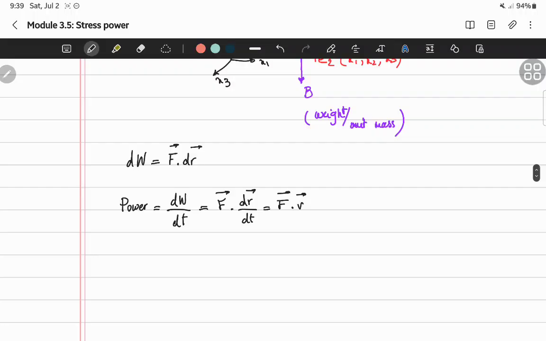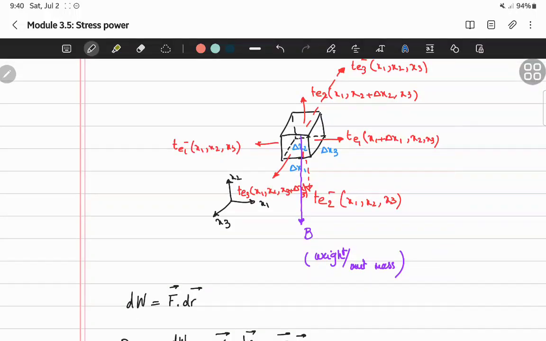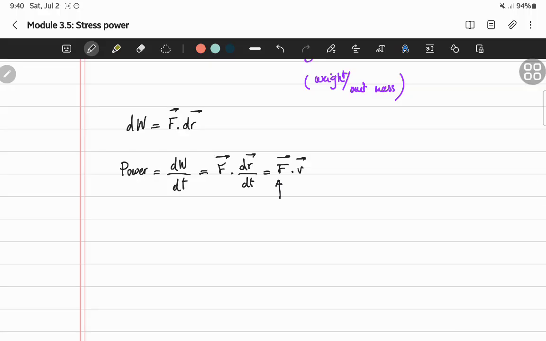So basically here, what we are going to do is to calculate the power of all the surface forces, like T1, T2, T3, and TE1 minus, TE2 minus, and TE3 minus, as well as the body forces in here. And remember, the body forces in this book are per unit mass. So that's why, if we have Bi, we have to put rho dV in here. All right, so with this in mind, let's say that these forces include the surface forces as well as body forces.